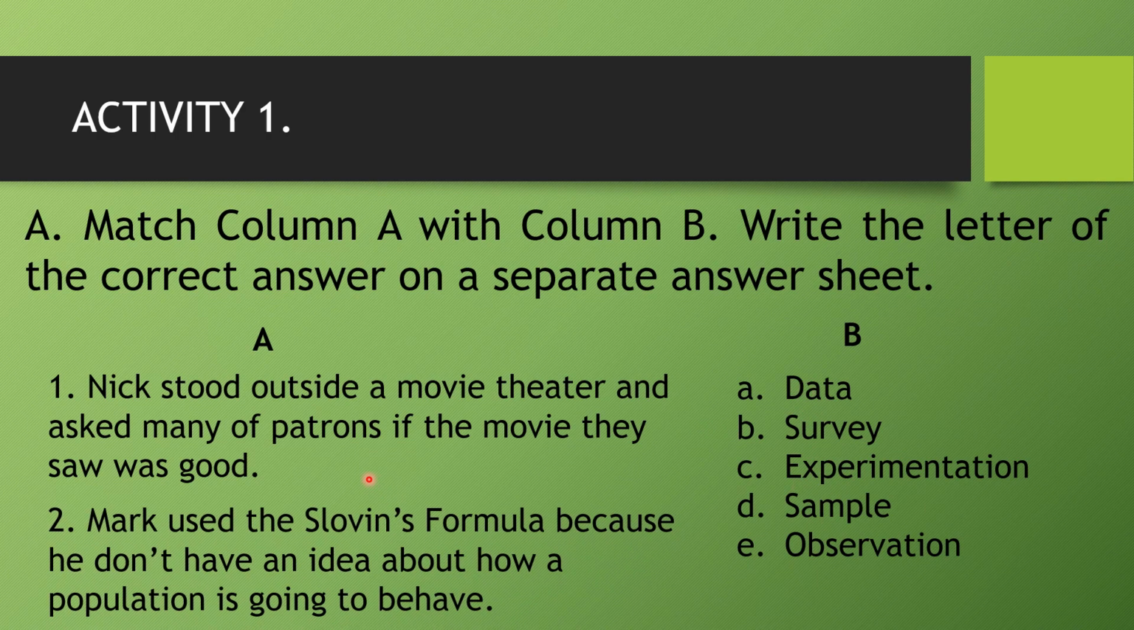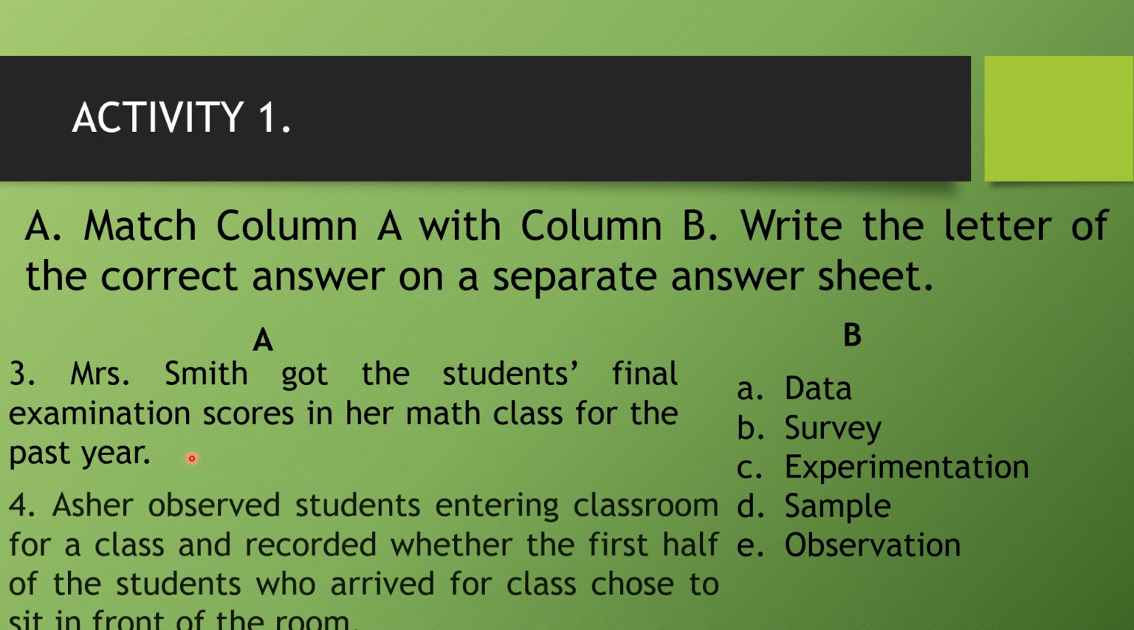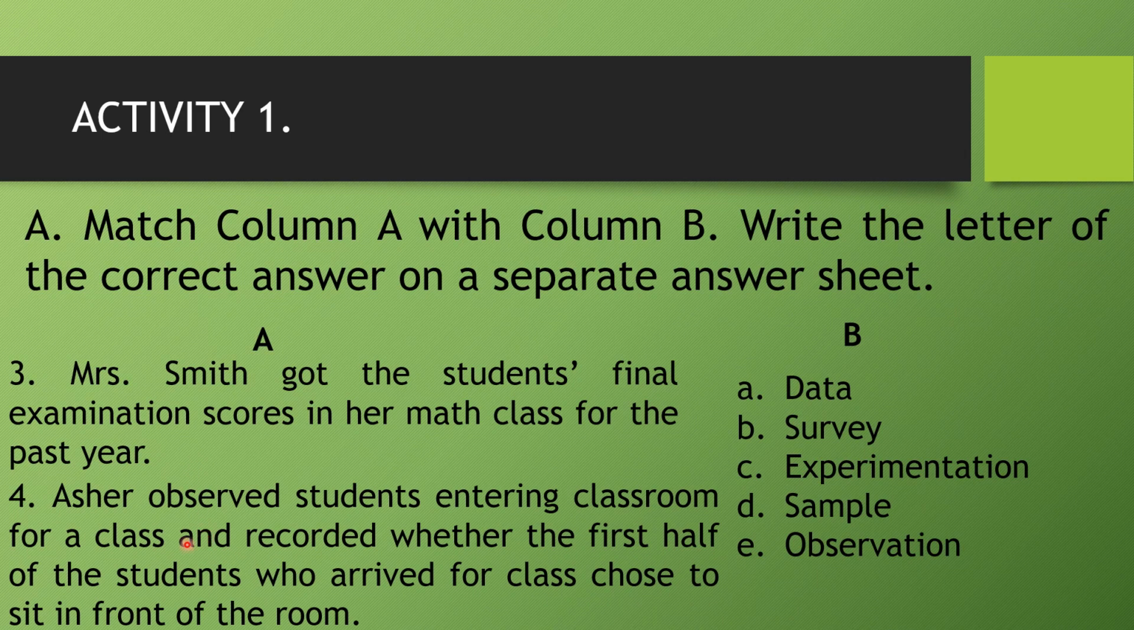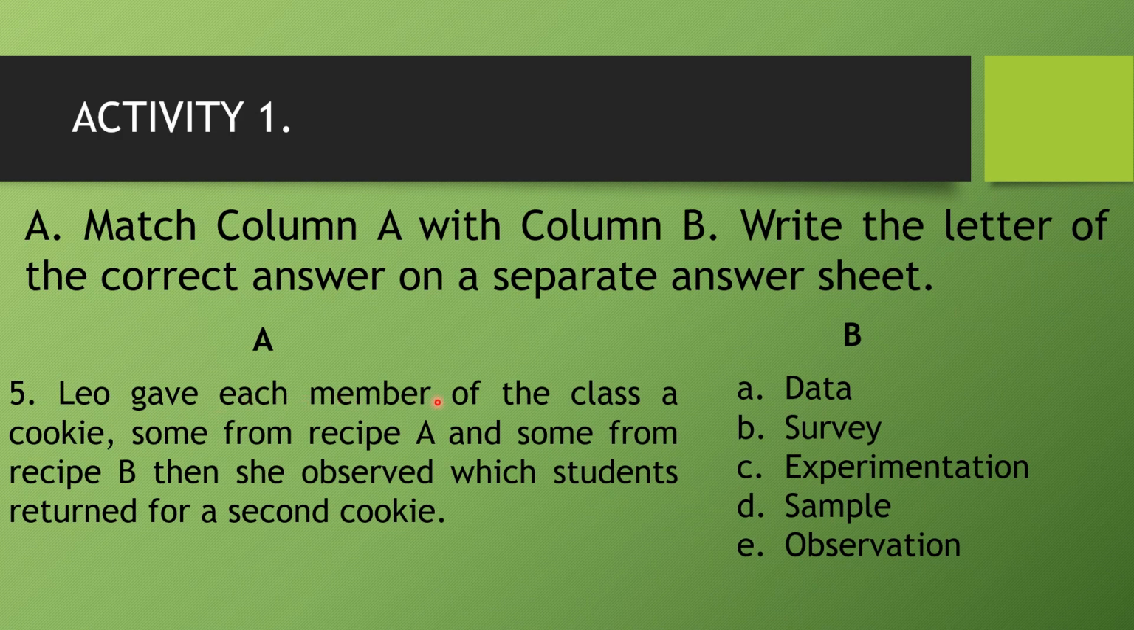Number 2, Mark used the Slovin's formula because he doesn't have an idea about how a population is going to behave. Number 3, Mrs. Smith got the students' final examination scores in her math class for the past year. Number 4, Asher observed students entering a classroom for a class and recorded whether the first half of the students who arrived for the class chose to sit in front of the room. And number 5, Leo gave each member of the class a cookie, some from recipe A and some from recipe B. Then she observed which students returned for a second cookie. This is for activity 1.